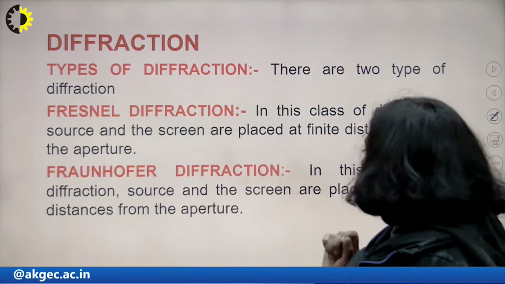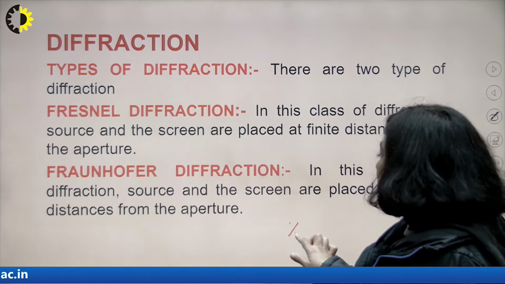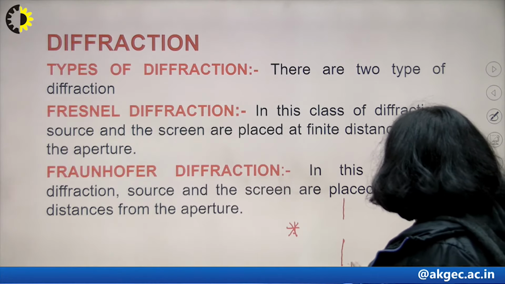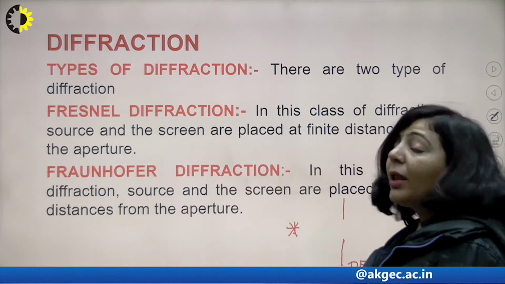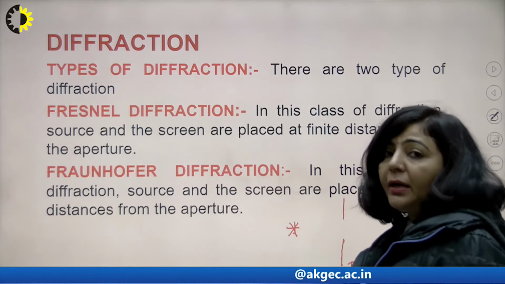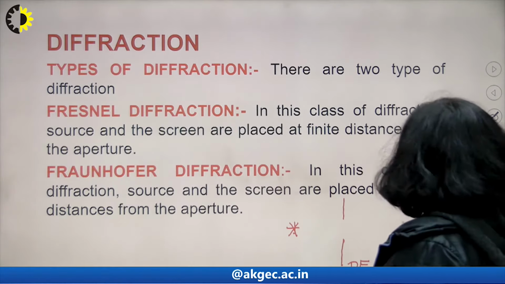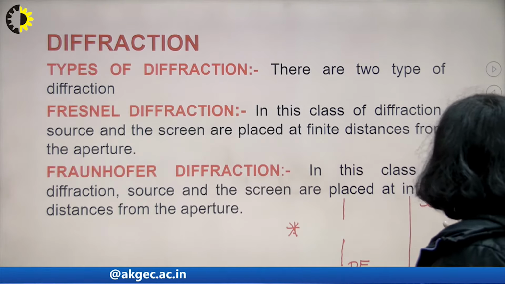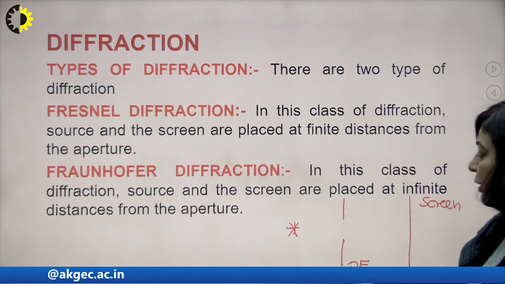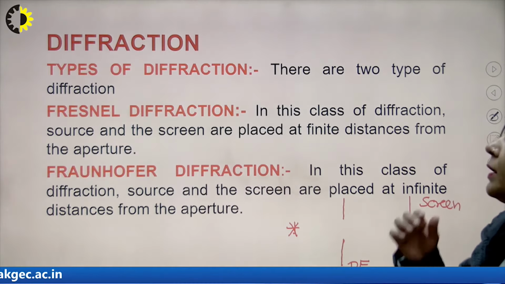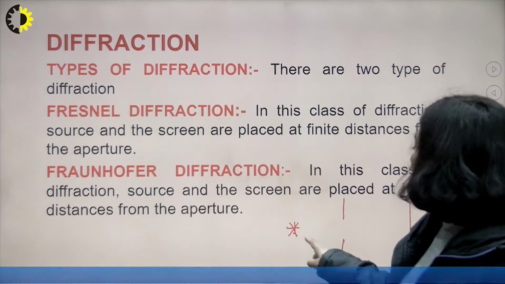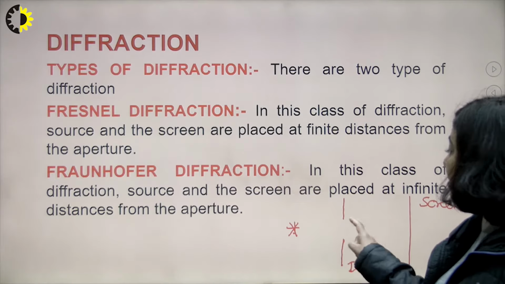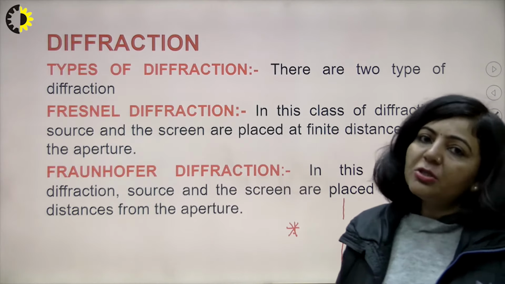What are Fresnel and Fraunhofer diffraction? That can be understood with the help of a simple diagram. Suppose you have a light source here, then you have a diffracting element. It can be a small aperture, a small slit, or an obstacle in the path of light, and this is your screen over which you are going to observe the diffraction pattern. So this is your source, this one is the diffracting element, and this one is the screen. In case of Fresnel diffraction, the distance between the source and the diffracting element, and the distance between the diffracting element and the screen, is finite.